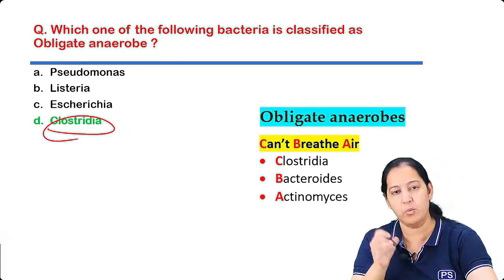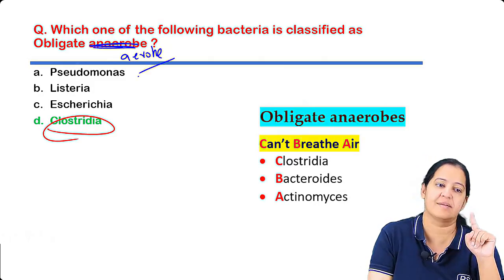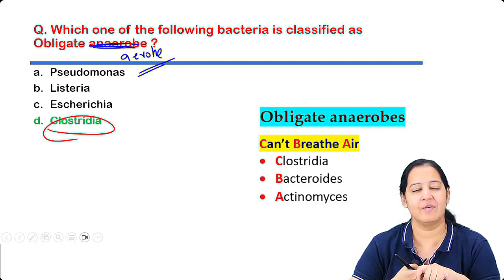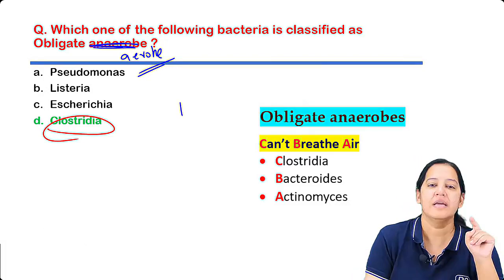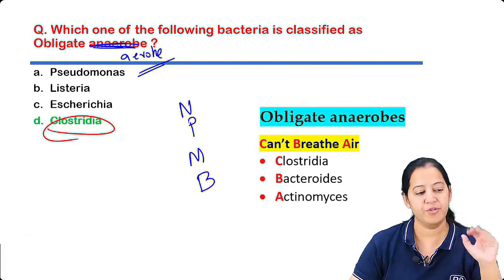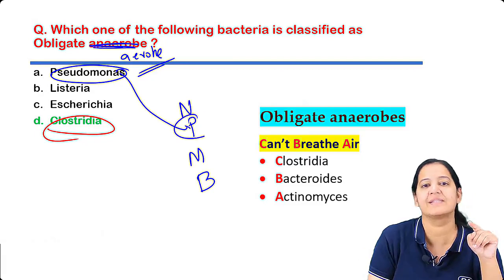I will change one word. You understood. I change anaerobe to aerobe. So what is the answer now? Obligate aerobe. What is the mnemonic? Obligate aerobe: nesty pest must breathe. So apply it. Look at the options. Yes, very good. So you will say Pseudomonas. In that case, the answer will become Pseudomonas.